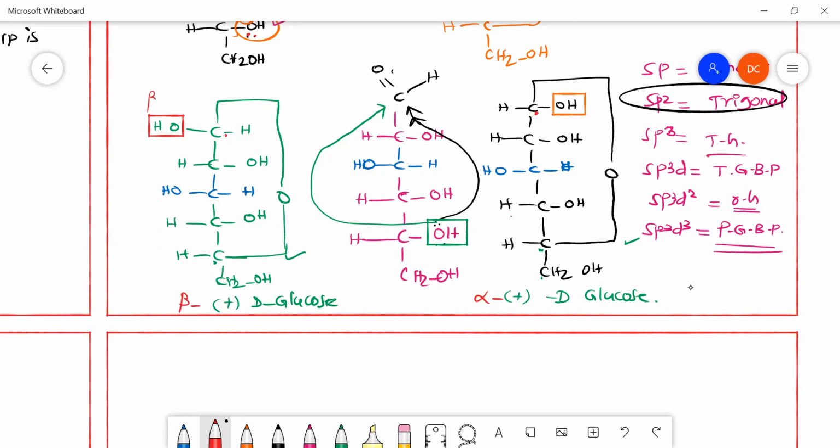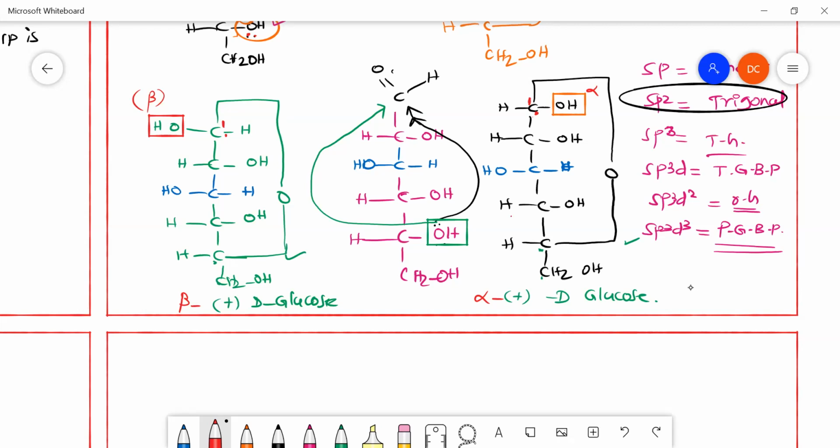Okay, this is called beta and this is called alpha. Which carbon? First carbon. In the first position, if the OH group is on the right side, then it is called alpha. If the first position OH group is on the left side, then it's called beta. So it's called alpha D glucose and beta D glucose. Is that clear? Is that clear or not? Clear, sir. Fine, good.